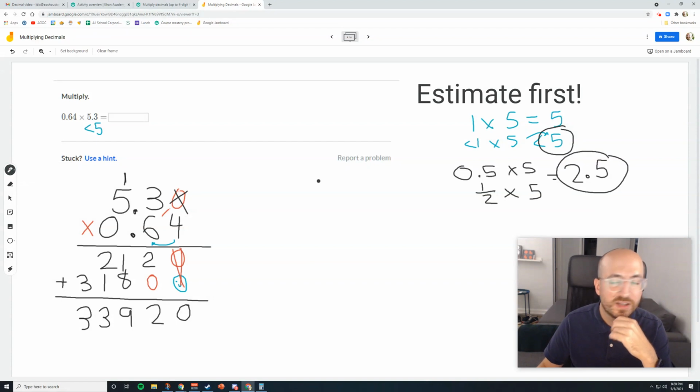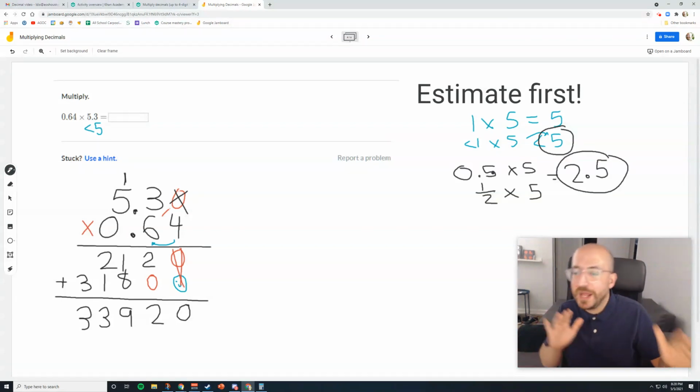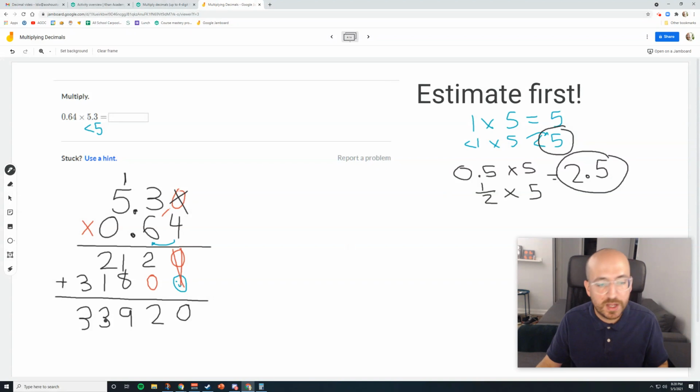Okay, my friends, go back to our estimate. Where should I put this decimal place? It's going to be between 2.5 and 5. I'm going to put it here. So that means this whole side, that's where the decimal place was.